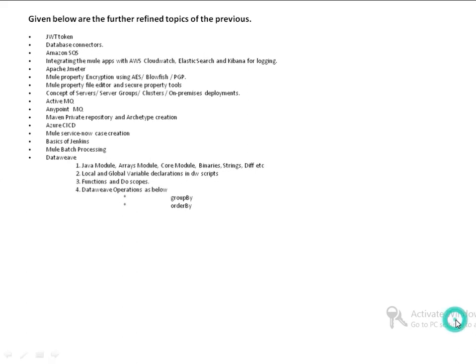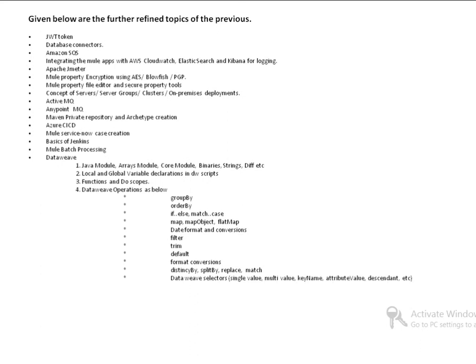Now, when it comes to DataWeave, these are the subset of things which you need to focus on much. Java module, array modules, core modules, binaries, string, difference comparison, etc. Local and global variable declarations in DataWeave scripts, usage of functions and do scopes, and you have to learn about DataWeave operations such as group by, order by, if else, match case, map object, flat map, date format conversions, filters, trim, default, format conversions, distinct by, DataWeave selectors like single value selector, multi-value selector, key name, attribute value, descendant selector, etc. And finally the lambda expression.